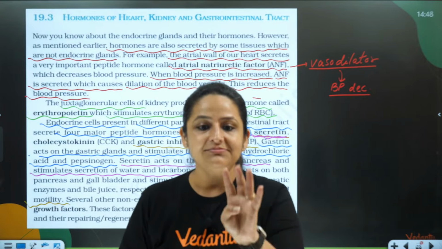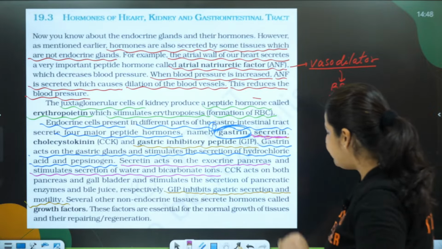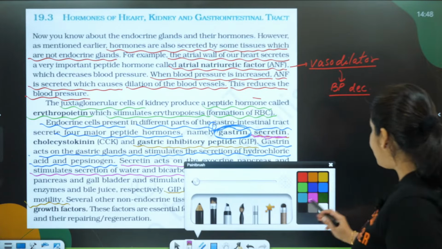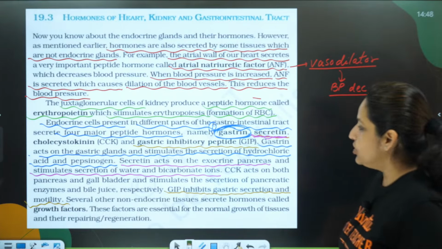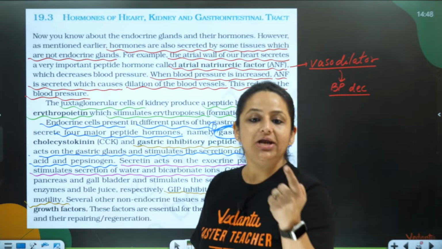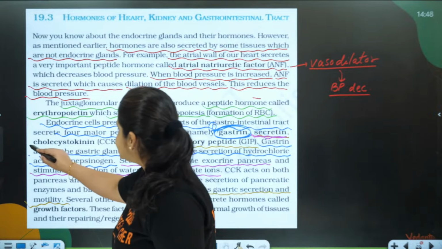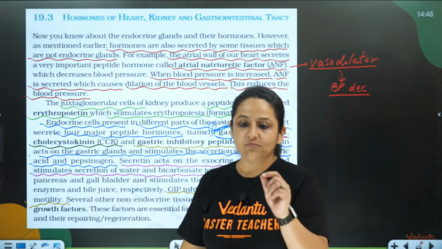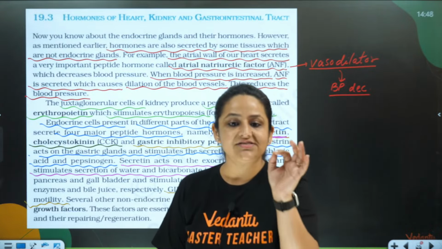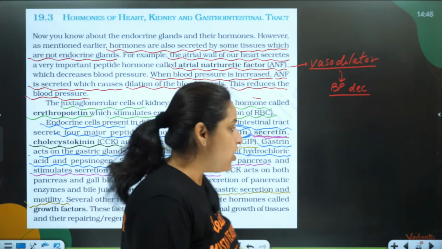Okay, now comes the fourth hormone. What is the fourth hormone? Everything is linked, right? What is the name of the fourth hormone? Cholecystokinin, CCK. In fact, the complete name of cholecystokinin is CCKPZ.